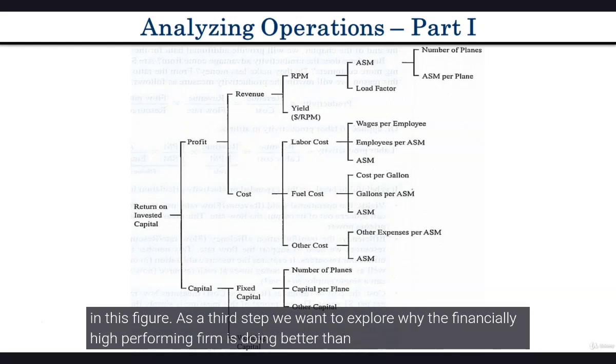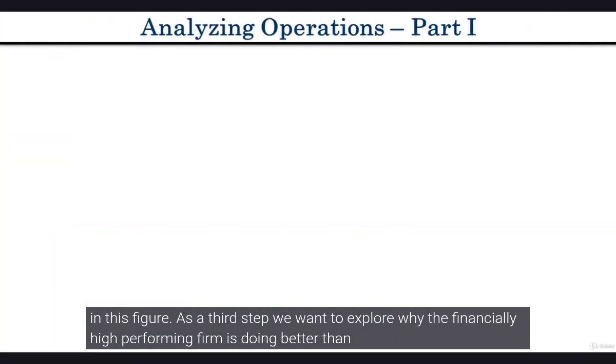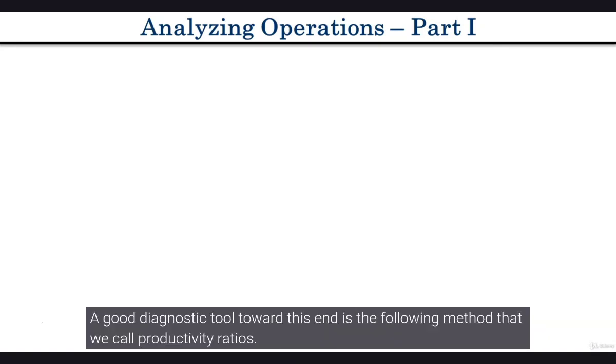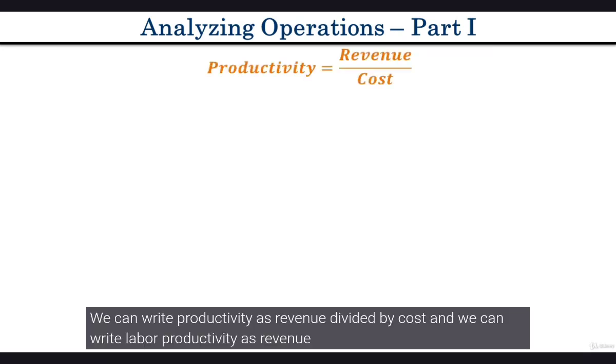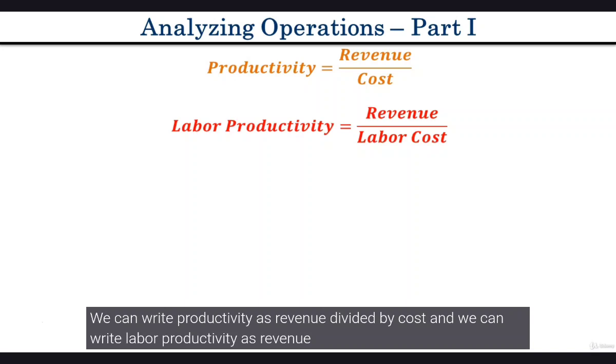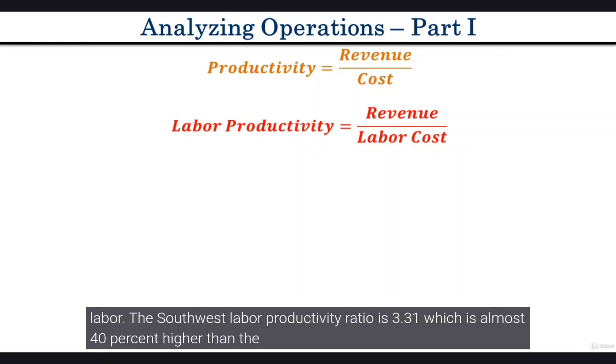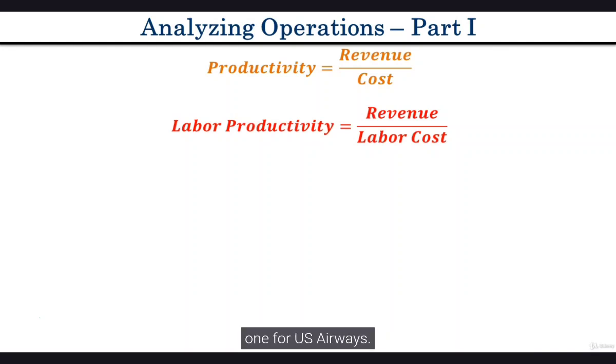As a third step, we want to explore why the financially high-performing firm is doing better than its peers. A good diagnostic tool toward this end is the following method we call productivity ratios. We can write productivity as revenue divided by cost, and we can write labor productivity as revenue divided by labor cost, and see that Southwest labor is substantially more productive than US Airways labor. The Southwest labor productivity ratio is 3.31, which is almost 40% higher than the one for US Airways.